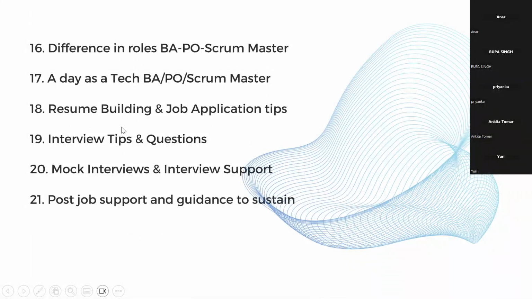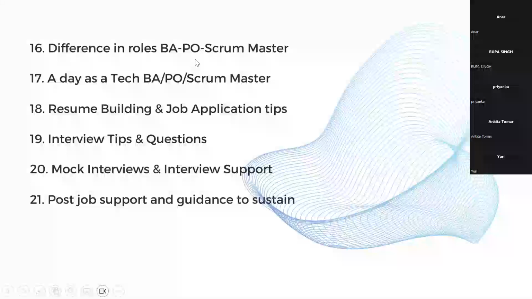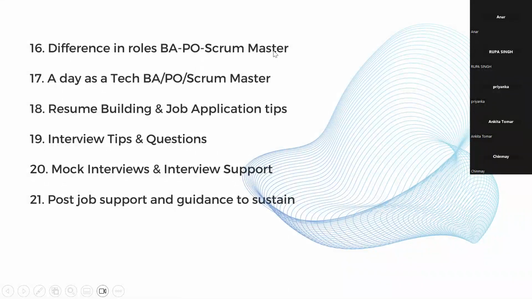And as I said, what is the difference in the roles of a BA, PO or Scrum Master? You can apply for all these three roles by the end of this course. Okay, I will show the difference, and I'll make you understand which one is suitable for you based on your knowledge and your aspirations, everything.